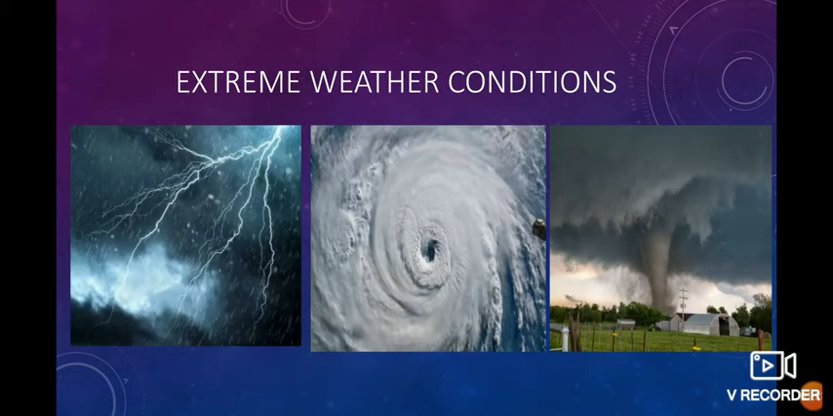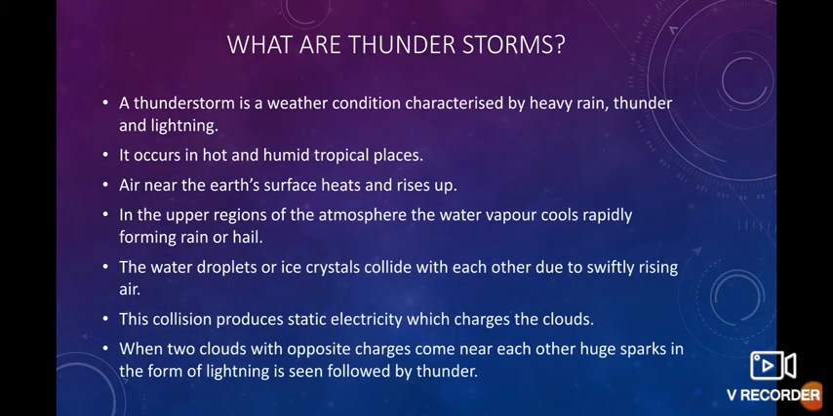Look at the 4 pictures of these extreme weather conditions. The first one is a thunderstorm. The second picture is that of a cyclone. And the third picture is that of a tornado. So these are some of the extreme weather conditions which we are going to learn in this lesson: how they are formed and what are the precautions we need to take in order to be safe under these extreme weather conditions. The first weather condition that we are going to study is thunderstorms.